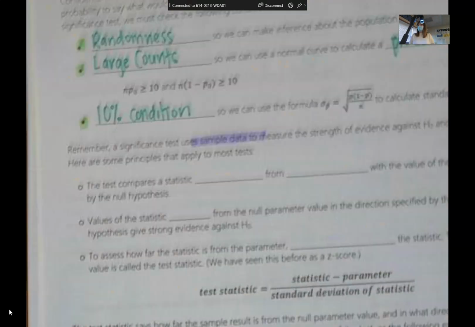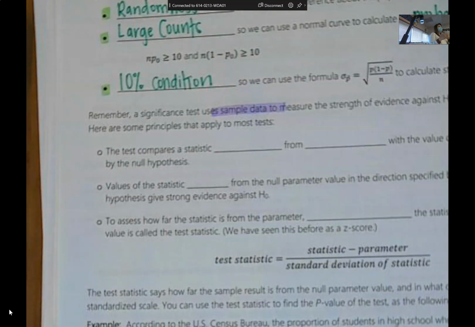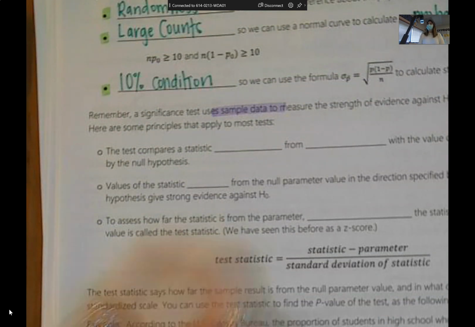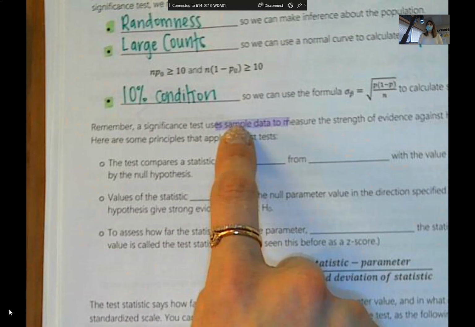If I refer back to our basketball problem, if we have our basketball player that claims he can shoot 80%, and he only makes 40% of his shots, that to us, just by looking at the sample value, is pretty strong evidence. That's very far below 80%. But if he shoots 76%, we don't know. That's below 80, but is it too far below? That's what the sample data is going to help us figure out.